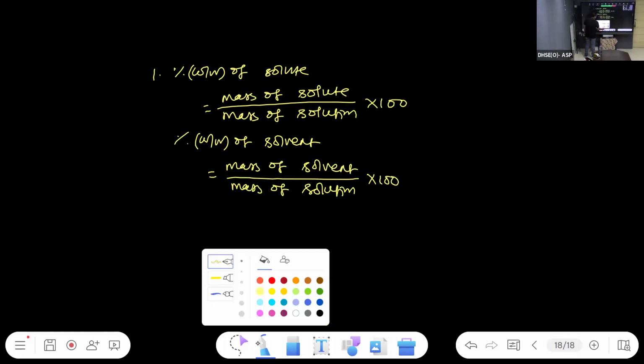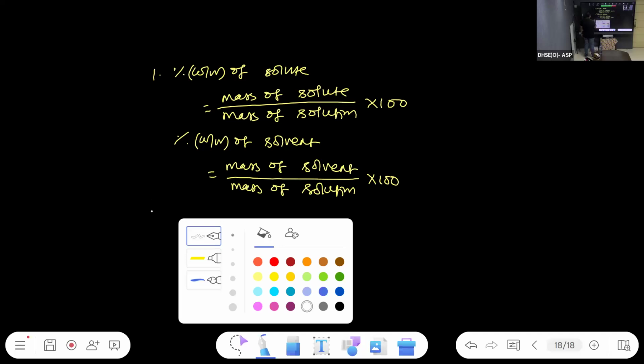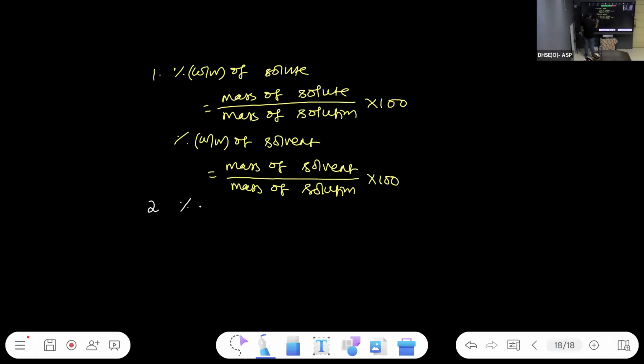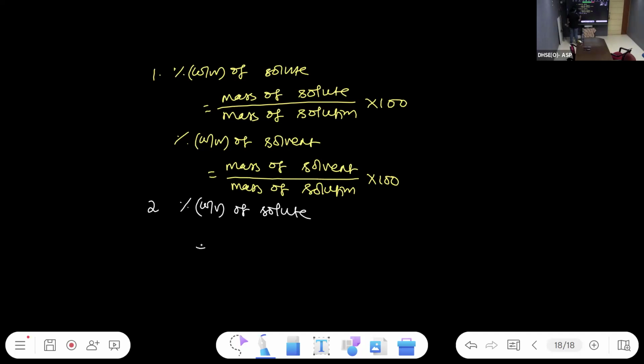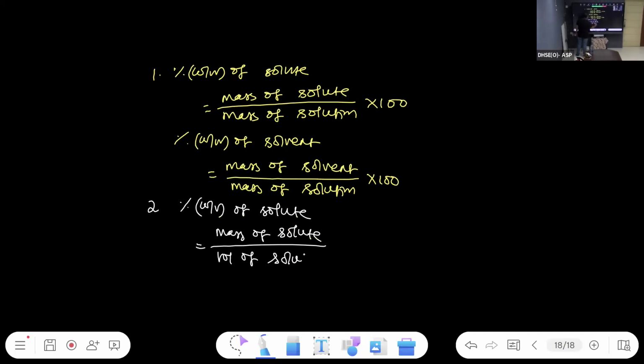Similarly, we will see percentage weight by volume of the solute. Here the numerator is mass of the solute, and the denominator is volume of solution, into 100. Write down that formula, then we'll discuss some questions.